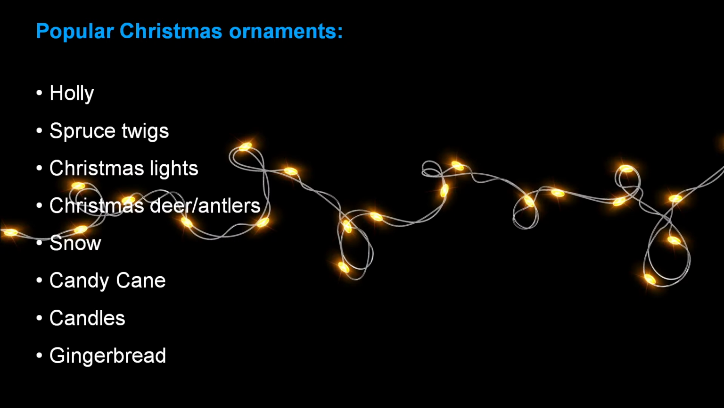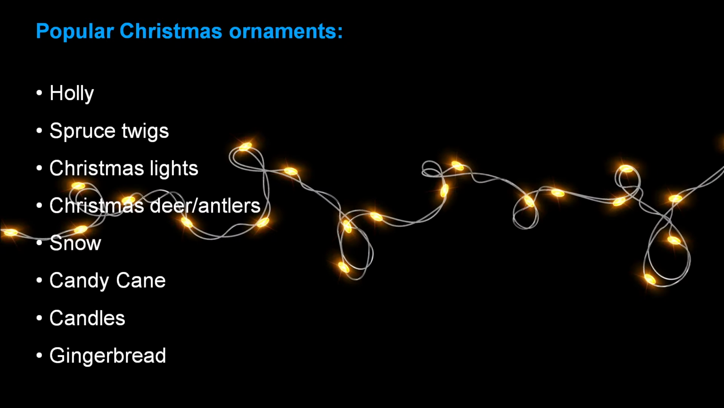The next thing is spruce twigs. It's like Christmas tree twigs. It's a green ornament that you can use. You can also decorate it with some red stuff, but I will talk about it a bit later. The next thing is Christmas lights. There are different types of Christmas lights.